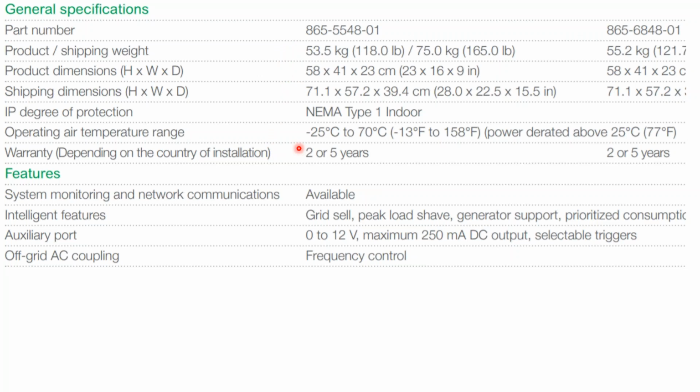The warranties are less. We've talked about different modes of operation, whether it's generator support or peak load shaving, or prioritizing selling to the grid rather than charging the battery, or prioritizing charging the battery rather than selling to the grid. And then finally, there are these auxiliary relays where you can enable load shedding or load dumping depending on the state of charge of your battery bank.